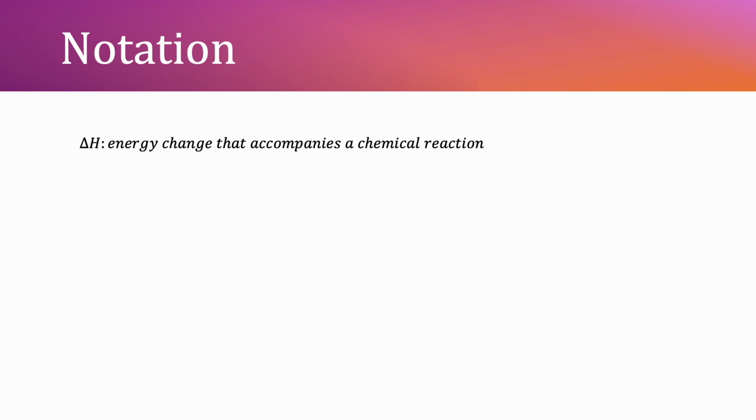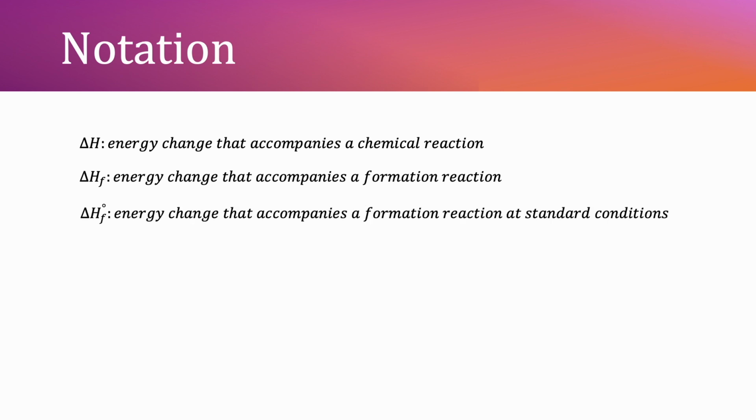Delta H is the energy change or enthalpy change that accompanies a chemical reaction. And for this module, there are subscripts and superscripts that we need to know that can go to multiple symbols. For example, if you see a subscripted F, as here on the delta H, that means it's a formation reaction. So instead of being an energy change for any chemical reaction, delta H sub F is the energy change that accompanies a formation reaction. If you see a superscripted circle or degree symbol, that means we're talking about the energy change that accompanies that reaction at standard conditions.